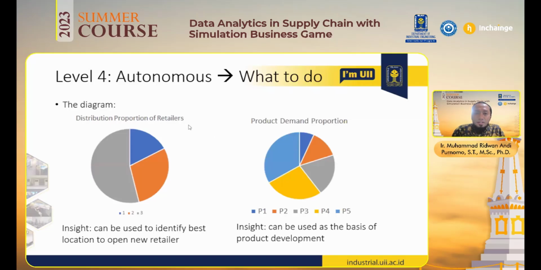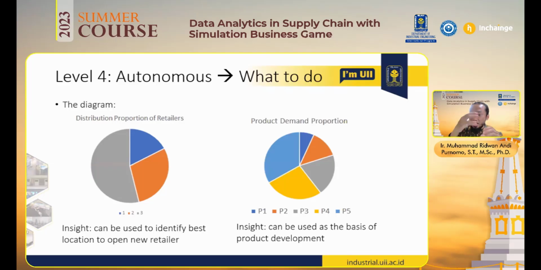Okay, this is level 4, autonomous. The result can give some recommendation to the manager on what to do. But in reality, we can imagine we start from a device, from a machine. If we are talking about a production shop floor, we start from the machine, we extract data from the machine. After that, the data will be processed in a cyber system, and after that, the result will be transferred again to the physical system.